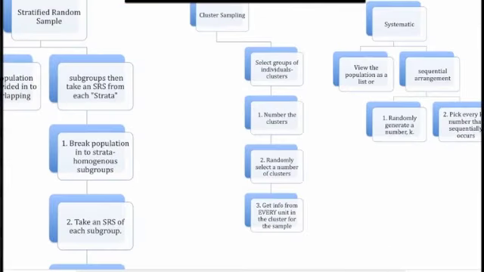Okay, next we talked about cluster. Select groups of individual clusters. Remember, the clusters are going to be heterogeneous, meaning they'll be well mixed, meaning that they'd have some of every type. And that's why we could just pick a couple clusters, because it's going to represent everybody. So what we do is we number the clusters, then we randomly select a number of clusters, and we get info from every unit in the cluster for the sample. That's the key part of the cluster.